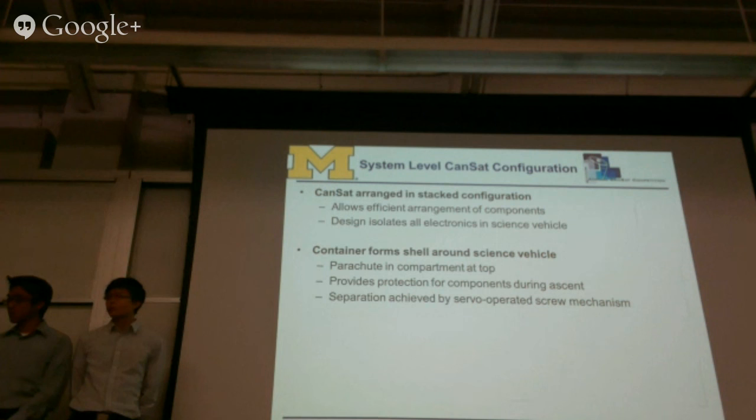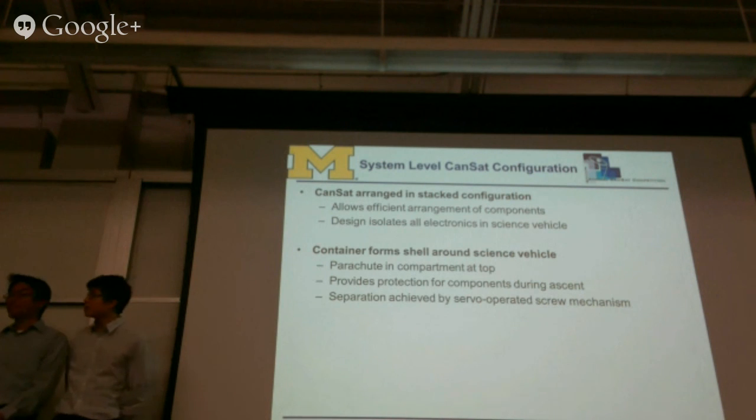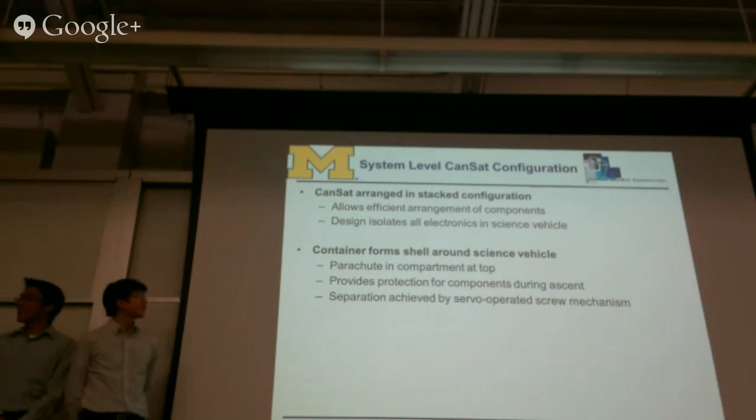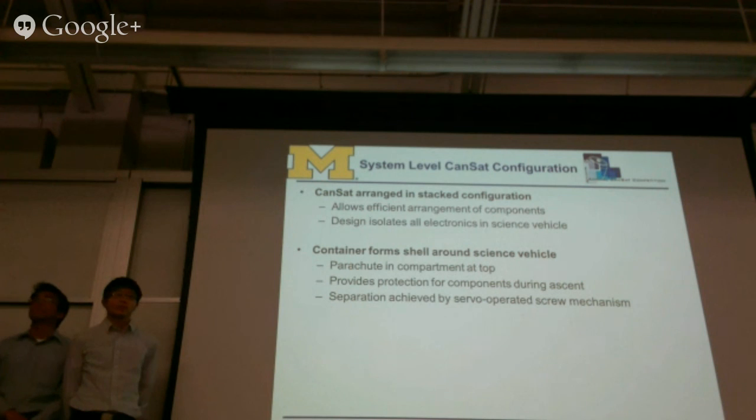So here's a review of the system configuration. We decided to go with the stack configuration. This will allow for efficient integration of all our components in each section. It isolates all the electronics into one section of the science vehicle. The container, the shell around the vehicle, with the parachute on the top of that section, is going to double to provide protection for the components during the ascent of the rocket. And the separation of the science vehicle from the container is going to be achieved by the servo-operated screw mechanism.